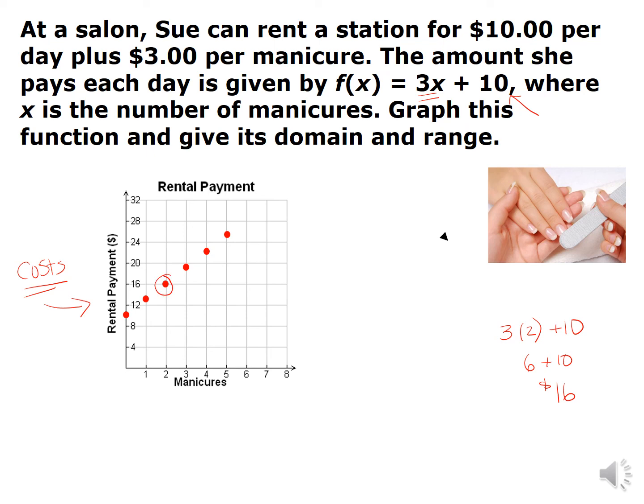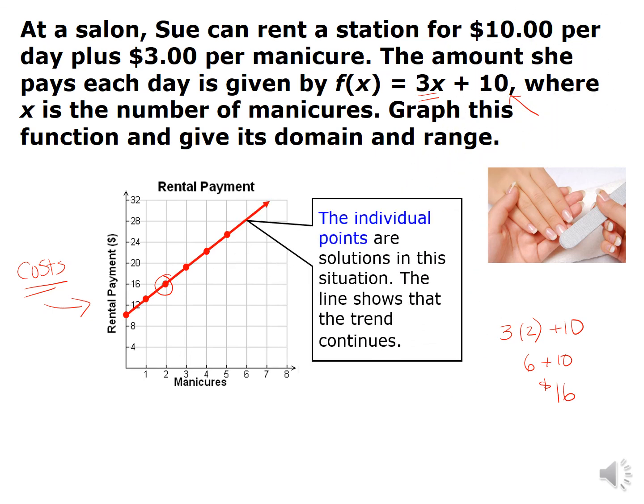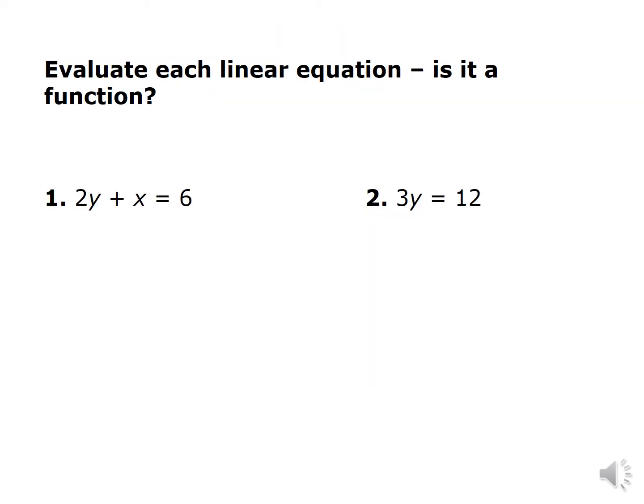Okay, now if we look at this, we could also draw the line connecting them, but it's important that we understand that the individual points are the solution in this situation. She's not going to do a half manicure. Okay, she's only going to do complete manicures. So the line in this case shows that the trend continues, but only the individual points are the solutions.